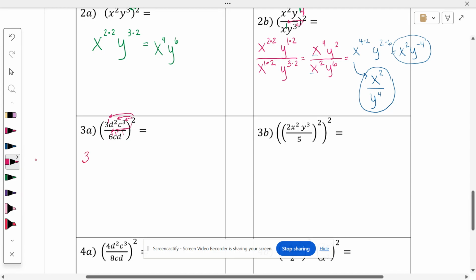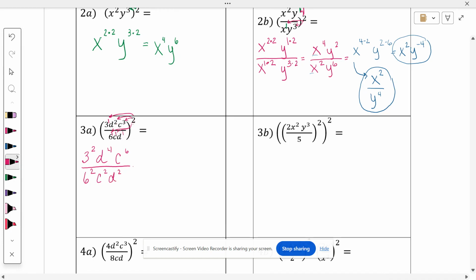So 3 to the 1 times 2 power is 2. D to the 2 times 2 power is 4. And C to the 3 times 2 power is 6. Over 6 to the 1 times 2 power is 2. C to the 1 times 2 power is 2. And D to the 1 times 2 power is also 2.